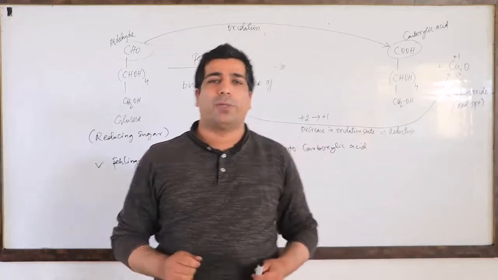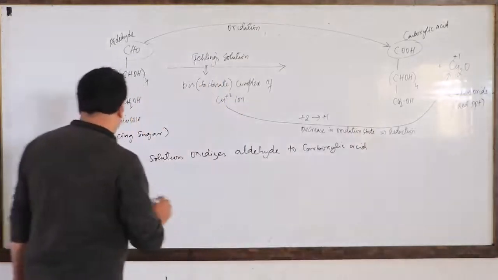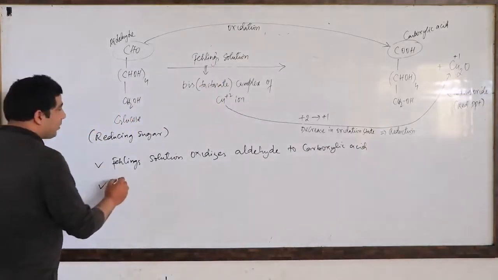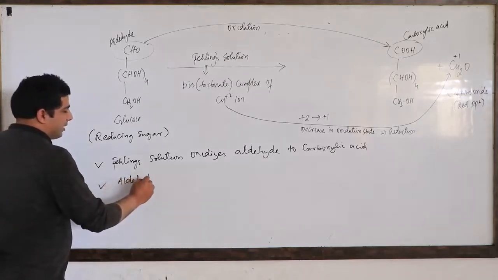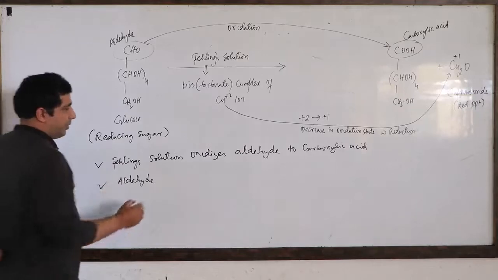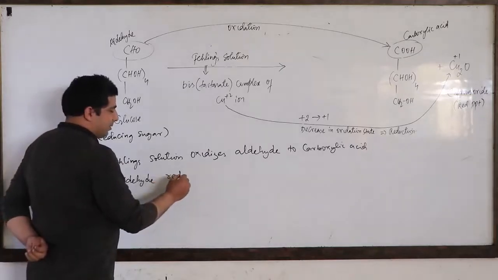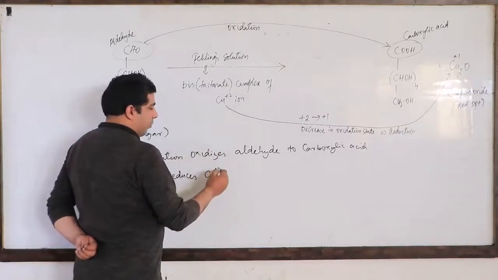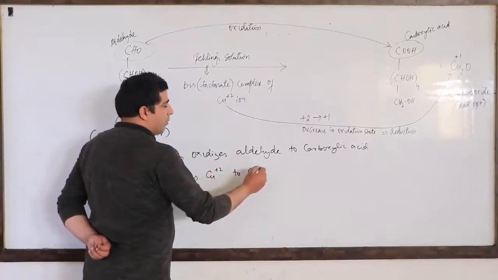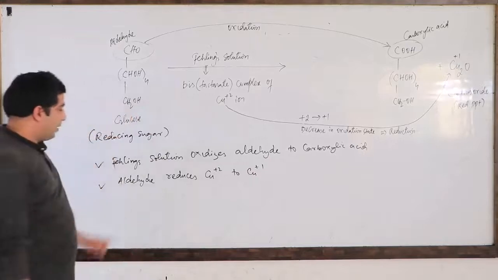I hope you have understood, my dear friends. So I will write down one more point here. You know that aldehyde is present here in the glucose molecule. So aldehyde reduces which thing? Copper. Copper +2 to copper +1. Okay?